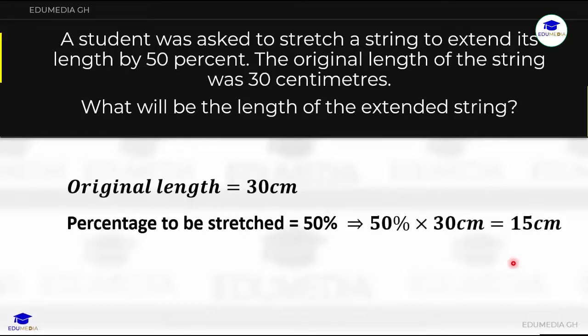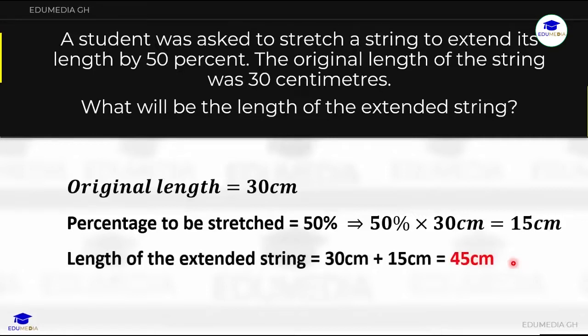Therefore, we have 50% times 30. That gives us 15 centimeters. Now, this is the length of the stretched part, not the whole string. This is the length of the extended part. The question said we should find the length of the extended string, because the string has been extended. So what is the new length of the string? That's going to be 30 centimeters plus 15 centimeters, and that gives us 45 centimeters.